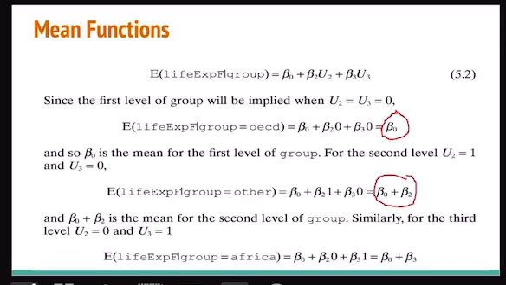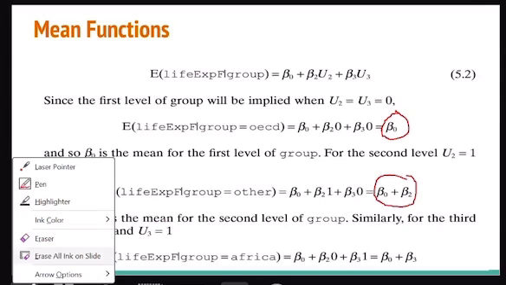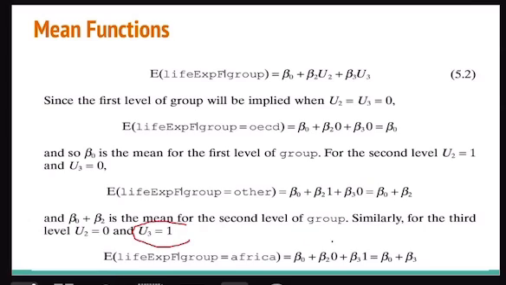In the second one, I'm focusing on the average life expectancy for others. Now it depends on the sign of beta 2. When beta 2 is negative, the life expectancy in others will be less than the mean life expectancy in the OECD. So that would depend on beta 2. Now, if I want to talk about Africa, I'm going to say U3, and I'm going to plug it in. Now, I need you to pay attention.